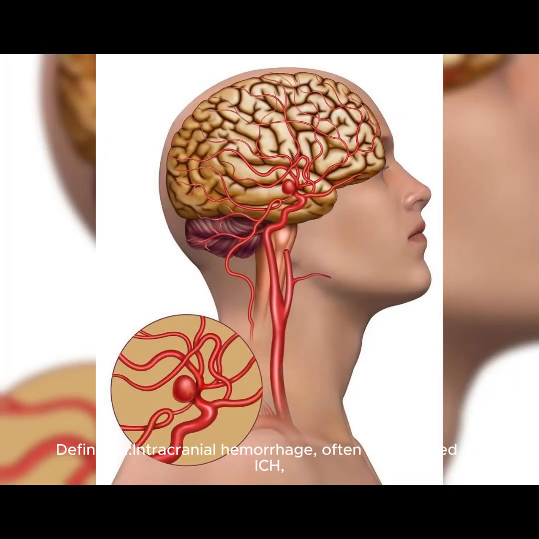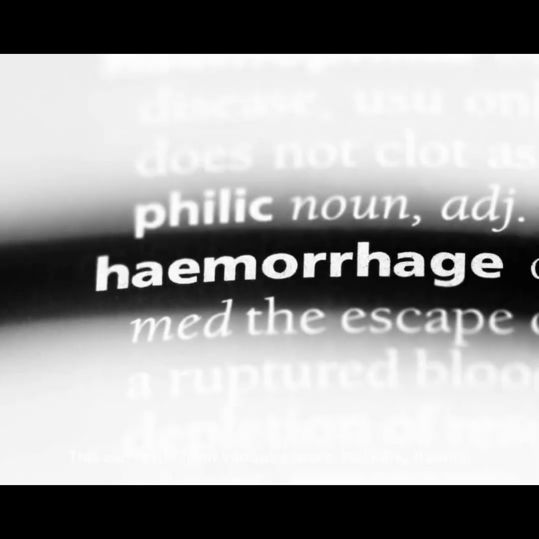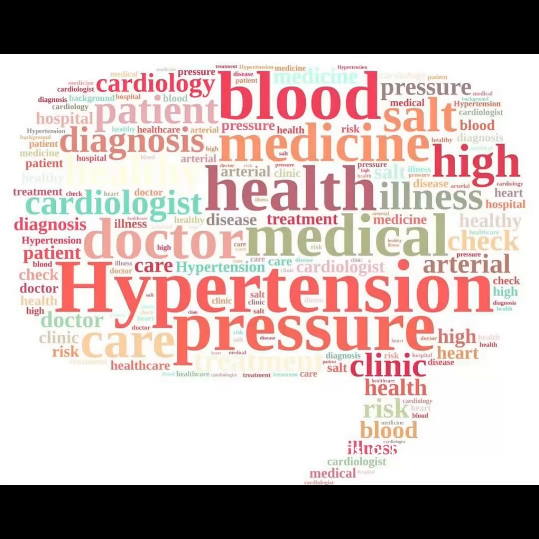Definition: Intracranial hemorrhage, often abbreviated as ICH, is bleeding that occurs within the skull, leading to the accumulation of blood in or around the brain. This can result from various causes, including trauma, hypertension, vascular malformations, or bleeding disorders.